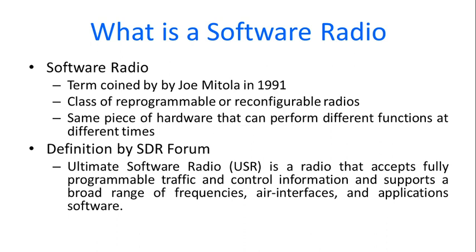When we take the definition by the Software Defined Radio Forum, they say the ultimate software radio is a radio that accepts fully programmable traffic and control information and supports a broad range of frequencies, air interfaces and application software. So the traffic and control information, it should be able to accept, meaning the software should be able to configure itself. And it also supports a broad range of frequencies, air interfaces and application software. So both the hardware and the software should be able to reconfigure. That is what they mean.